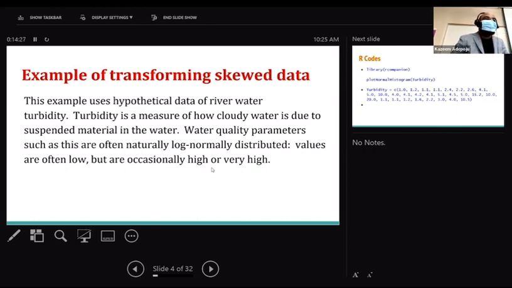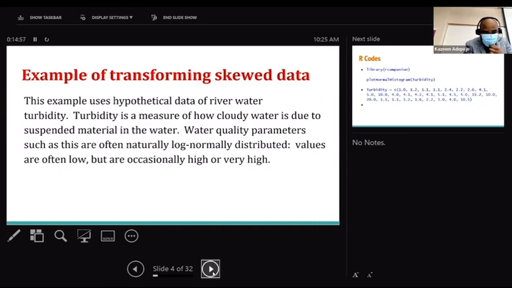You know what we need to do before they can be normally distributed? We need to take the logarithm of that before they could be normally distributed. But occasionally the values are high or very high. That is the reason why performing analysis of variance on such data could be misleading, because there's going to be a violation, because environmental data don't normally follow a normal distribution.